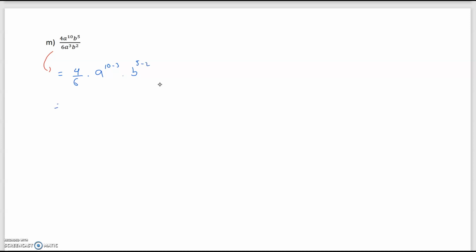And then at this point, 4, 6, this is 2 times 2, and 2 times 3, times a to the 7th and b to the 3rd. And then we can cancel the common factors of the 2's. So our final answer for this one is going to be 2/3, a to the 7, b to the 3rd.